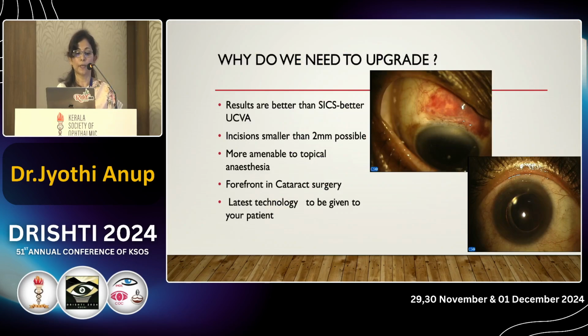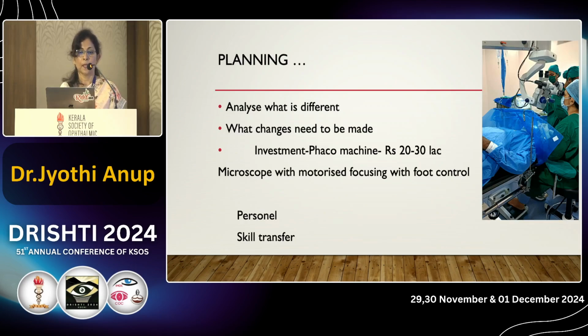Why do we need to upgrade? Because the results of phacoemulsification are definitely better than SICS, and very small incisions are possible. We can do it under topical anesthesia, and you have the confidence that you are offering the latest technology to your patient. And before starting phaco in your clinic, you have to make some plans and changes. The most important plan is to invest in a phaco machine and a microscope with XY coupling and motorized foot pedal. And besides your own training, you need to train your OT staff also to handle the machine.